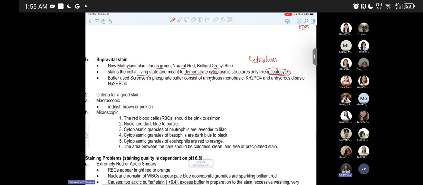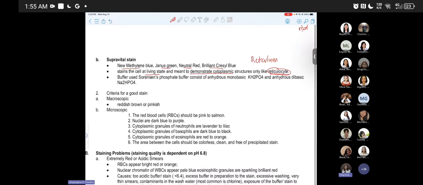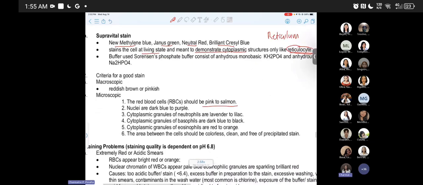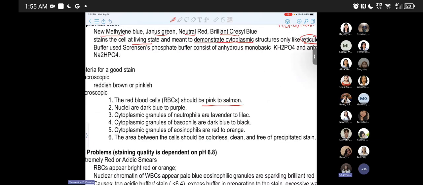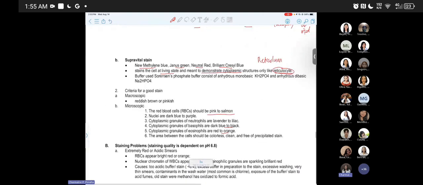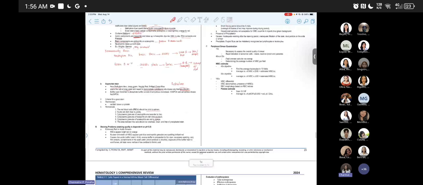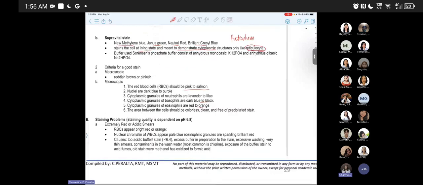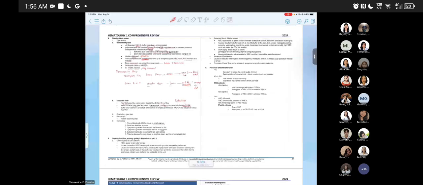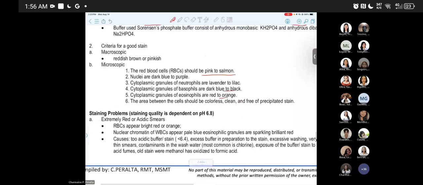Next, we have the criteria of a good stain. Macroscopically, it should be reddish, brown, or pinkish. Microscopically, the red blood cells should be pink to salmon. Nuclei are dark blue to purple. Granules of neutrophils should be lavender to lilac. Basophils are dark blue to black. Eosinophils are red to orange. You know this always comes out. So we will study the staining problems and the troubleshooting to be done.